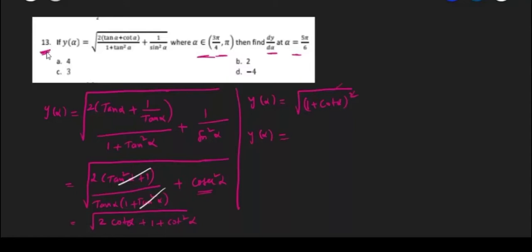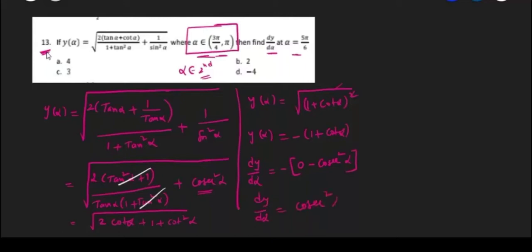In that plus or minus, we have to take minus only, because in the question he has given alpha belongs to 3 pi by 4 comma pi. That means alpha belongs to the second quadrant. In the second quadrant, cot is negative, so we have to take minus of 1 plus cot alpha. Now differentiate with respect to alpha, you will get dy by d alpha is equal to minus of derivative of 1 is 0, derivative of cot is minus cosecant square alpha. So minus of minus becomes plus. So the final dy by d alpha value is cosecant square alpha.